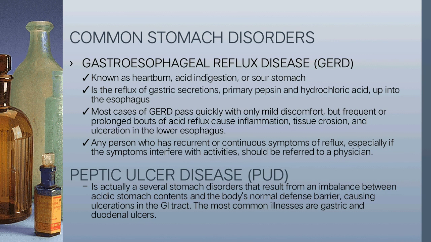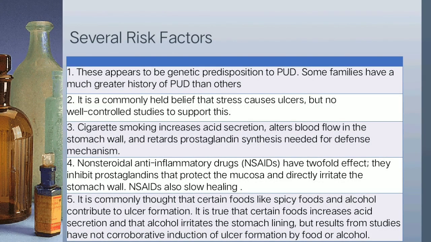And peptic ulcer disease or PUD is actually several stomach disorders that result from an imbalance between acidic stomach contents and the body's normal defense barrier, causing ulcerations in the GI tract. The most common illnesses are gastric and duodenal ulcers. These are the several risk factors.